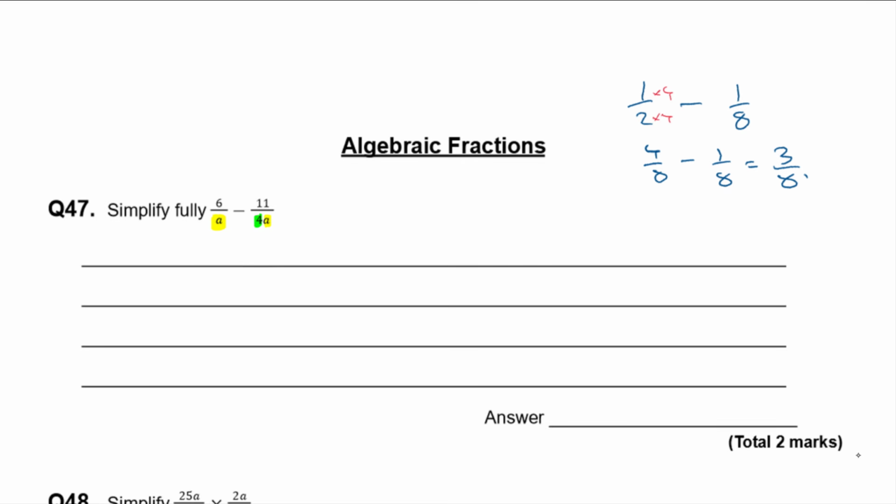So all I really need to do is times this one by 4, so I've got the same denominator for both. So that's going to be 6 times 4, which is 24 over 4a, minus 11 over 4a, and 24 minus 11 is 13 over 4a. Okay, and that's my answer, 13 over 4a. So my top tip on algebraic fractions is, if you're not sure what you're doing, think about what you would do if it was numbers, and just do the same thing, then you'll get it right.